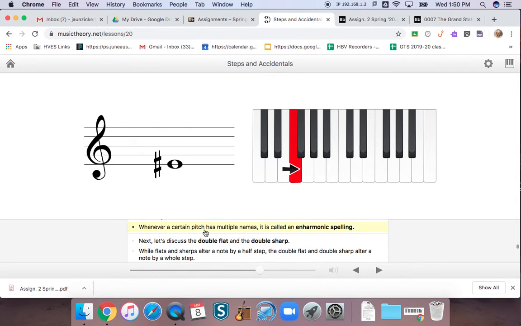Whenever a certain pitch has multiple names, it's called an enharmonic spelling. So that's a fancy word for, hey, this note can be called either C sharp or D flat. It's the same note, but it's enharmonic. It has two names.